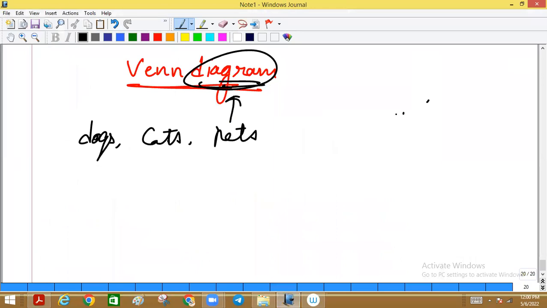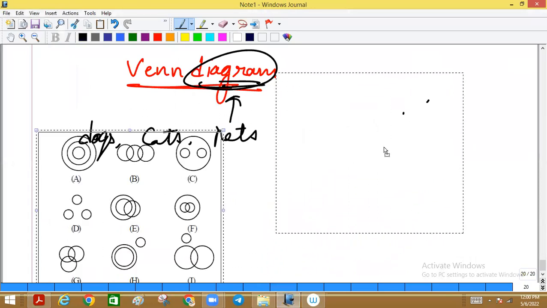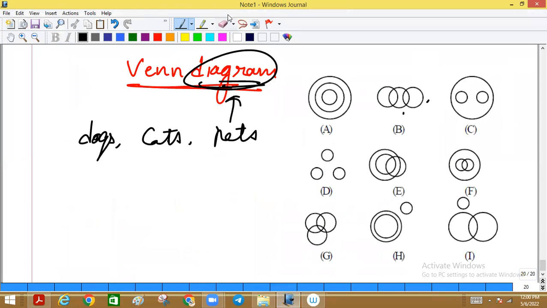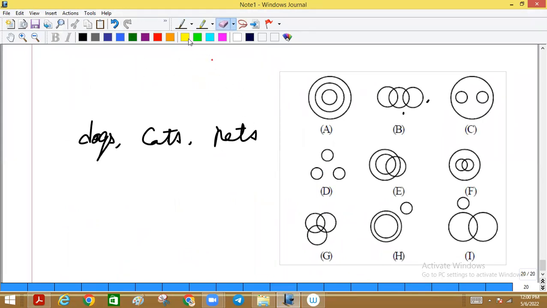Generally, by using this Venn diagram, which image will you select? Which one is your answer? What's the answer? Wrong. What's the answer? F, wrong. C, wrong. Let's see how to solve.